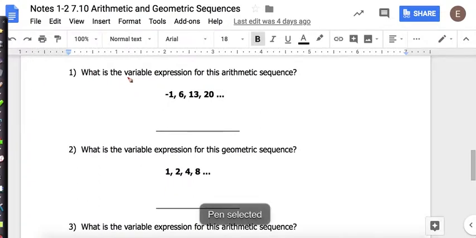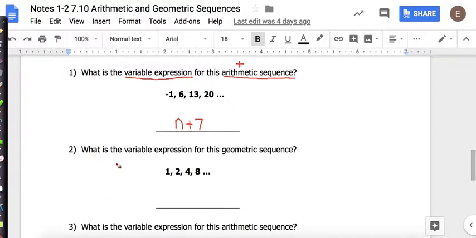So it says, what is the variable expression, underline, for this arithmetic sequence? Now, arithmetic tells us it's an addition pattern. So we're looking at what number we are adding each time here. If you look at it, we go -1 to 6, 6 to 13, 13 to 20. So we are adding 7. So we write n plus 7.